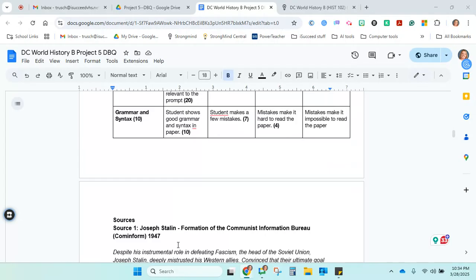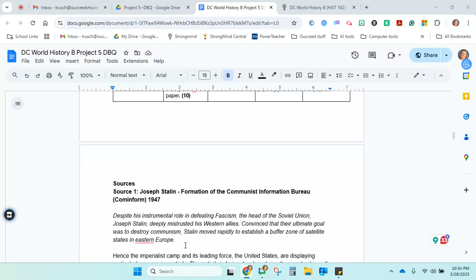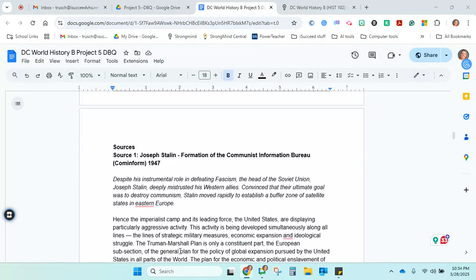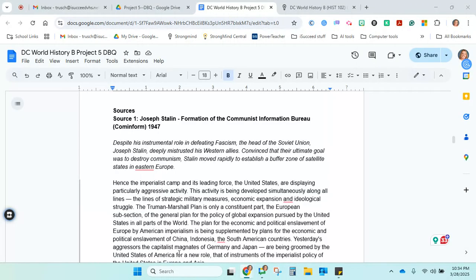Okay, so number one, source one is Joseph Stalin, formation of the Communist Information Bureau. And it says, despite his instrumental role in defeating fascism, the head of the Soviet Union, Joseph Stalin, deeply mistrusted his Western allies, convinced that their ultimate goal was to destroy communism. Stalin moved rapidly to establish a buffer zone of satellite states in Eastern Europe. Okay, so that can be used for or against, you decide.